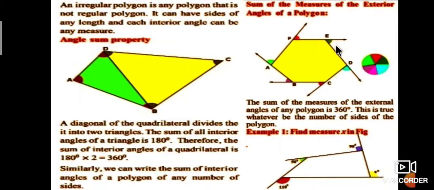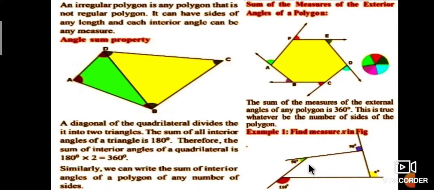Similarly, the sum of the measure of the exterior angles is also 360 degrees. Observe here, the sum of the interior angles of any quadrilateral is 360 degrees. Similarly, the sum of the measure of exterior angles of any polygon is 360 degrees.